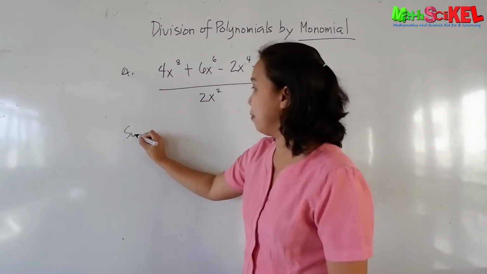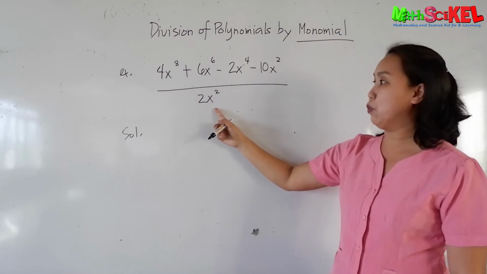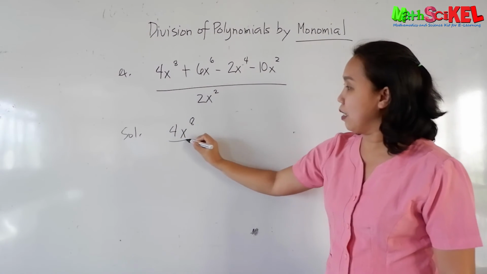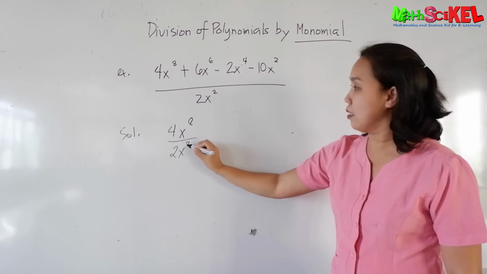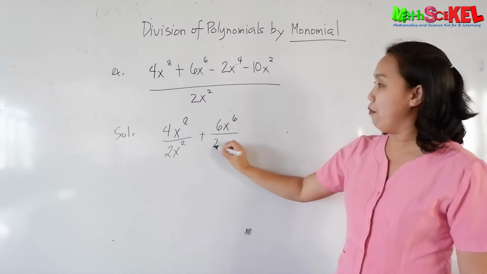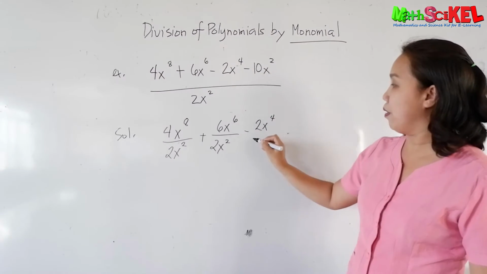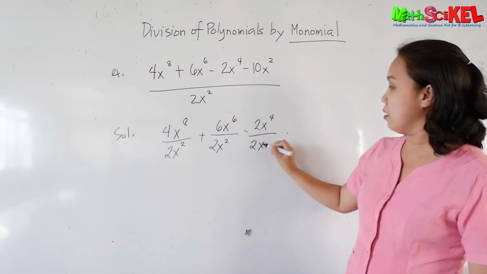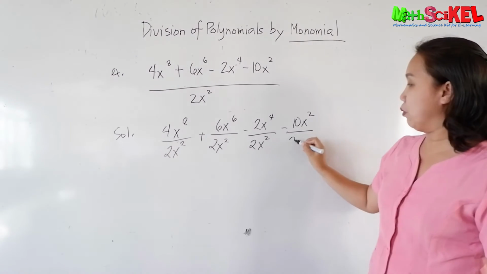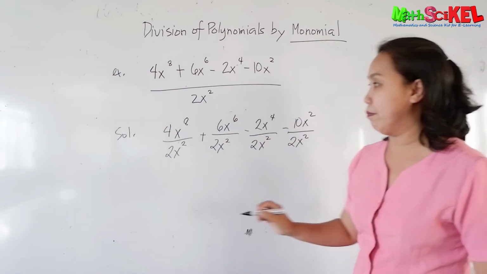Solution. You need to divide each term by 2x squared. So, we will have 4x to the 8th power over 2x squared plus 6x to the 6th power over 2x squared minus 2x to the 4th power over 2x squared minus 10x squared over 2x squared. Then proceed to the process of division.